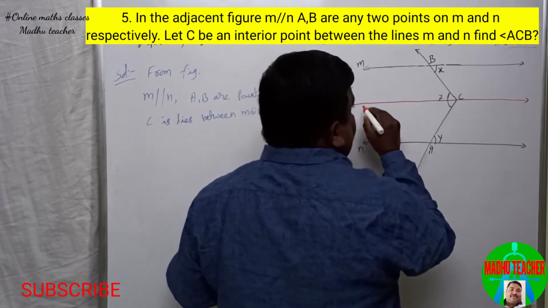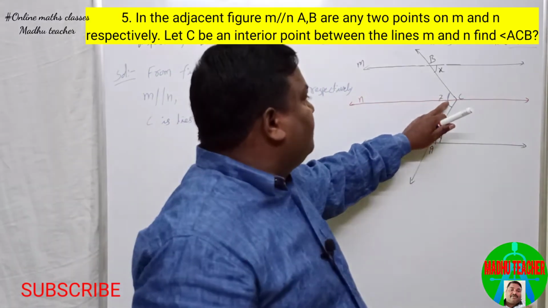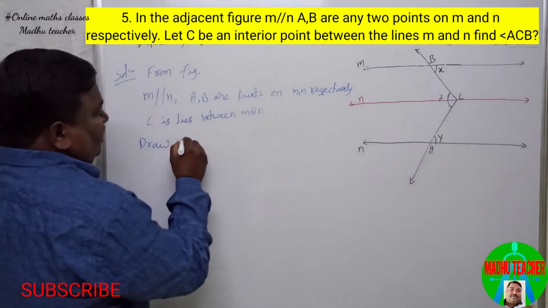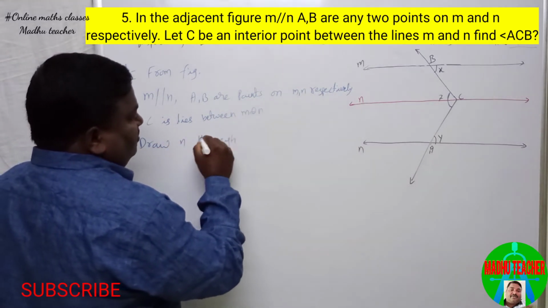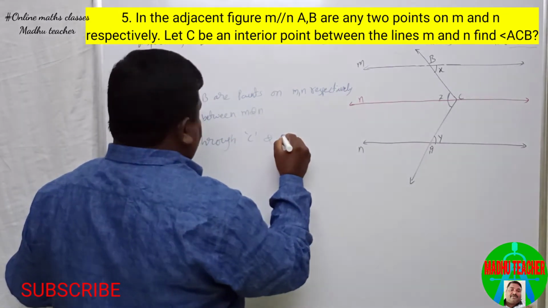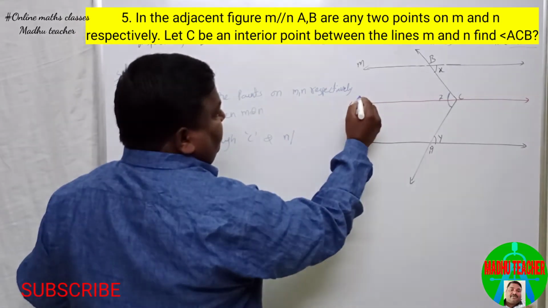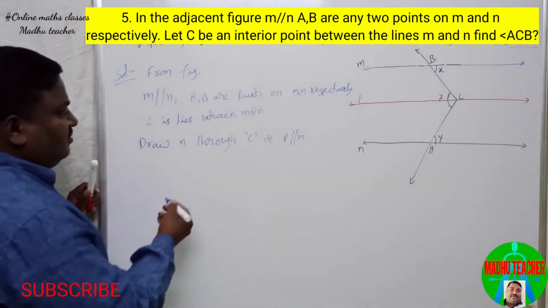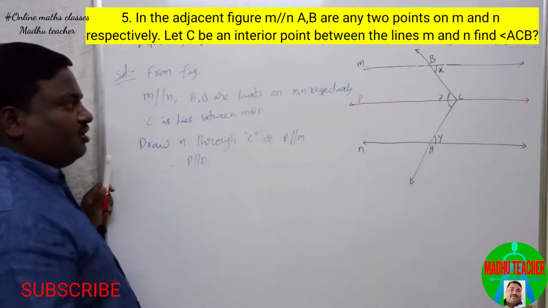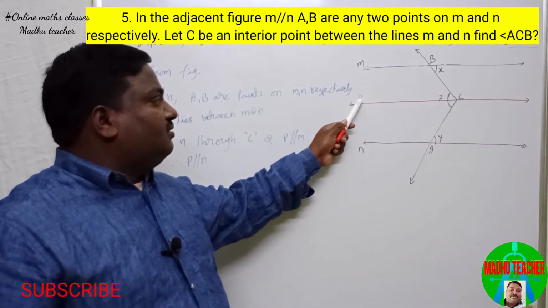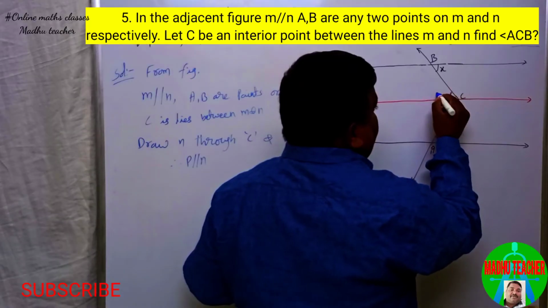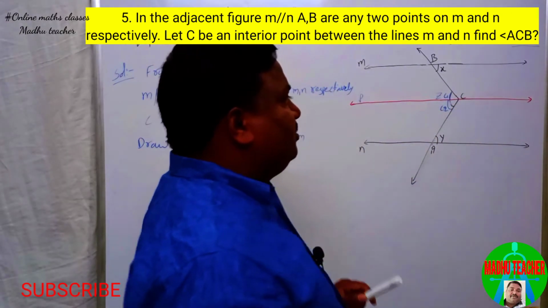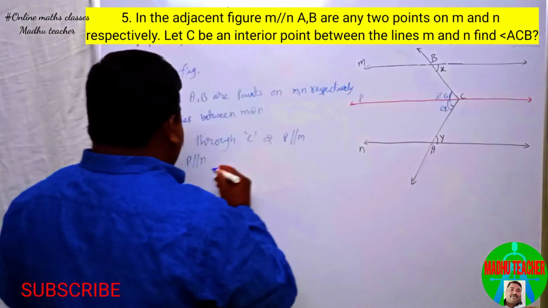So draw a line through C parallel to M and also N. Let it be P. So P is parallel to M. Automatically, therefore, P is parallel to N also, because M is parallel to N and M is parallel to P. So P is parallel to N. The angle Z is divided into two parts. Let them be C1 and C2.